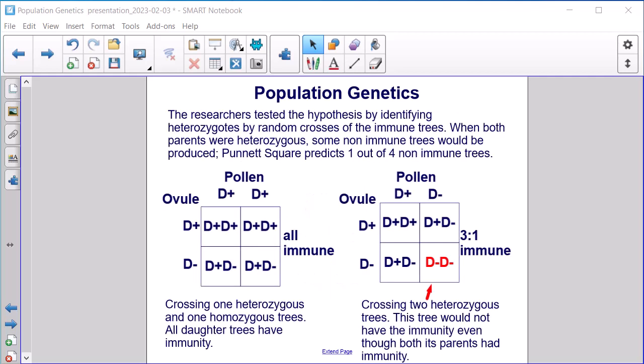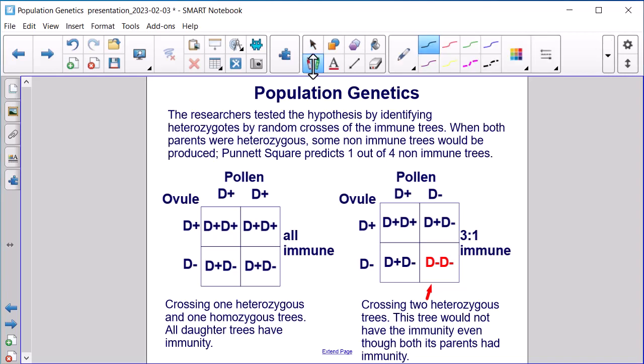The researchers tested the hypothesis by identifying heterozygotes by random crosses of the immune trees. When both parents were heterozygous, some non-immune trees would be produced. The Punnett square predicts 1 out of 4 non-immune trees.